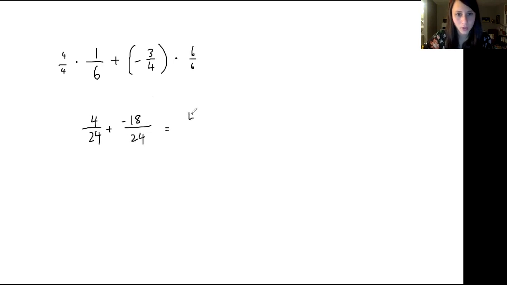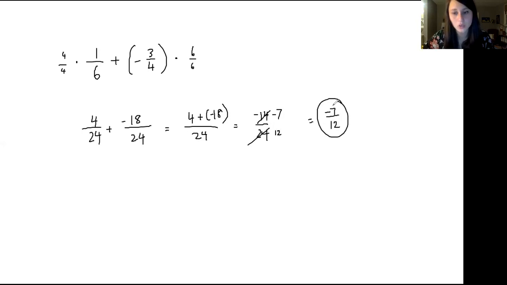Now we're going back to what we did before. Just add your numerator, and then keep that denominator because you already have a common denominator. 4 plus negative 18 is negative 14. Can I simplify this? I believe so. I think everything can be divisible by 2. So reduce that, divide it by 2. So the answer is negative 7 over 12.